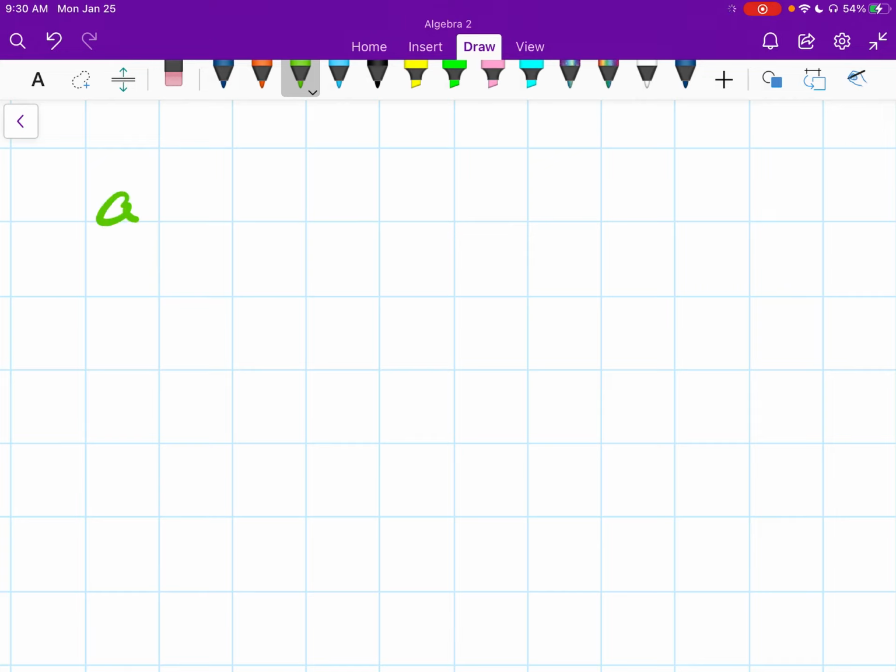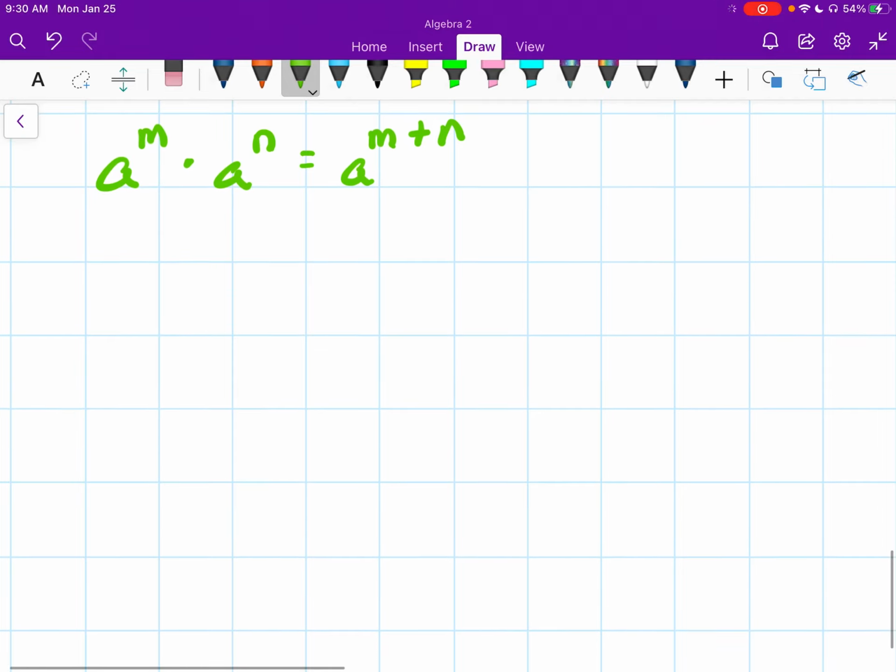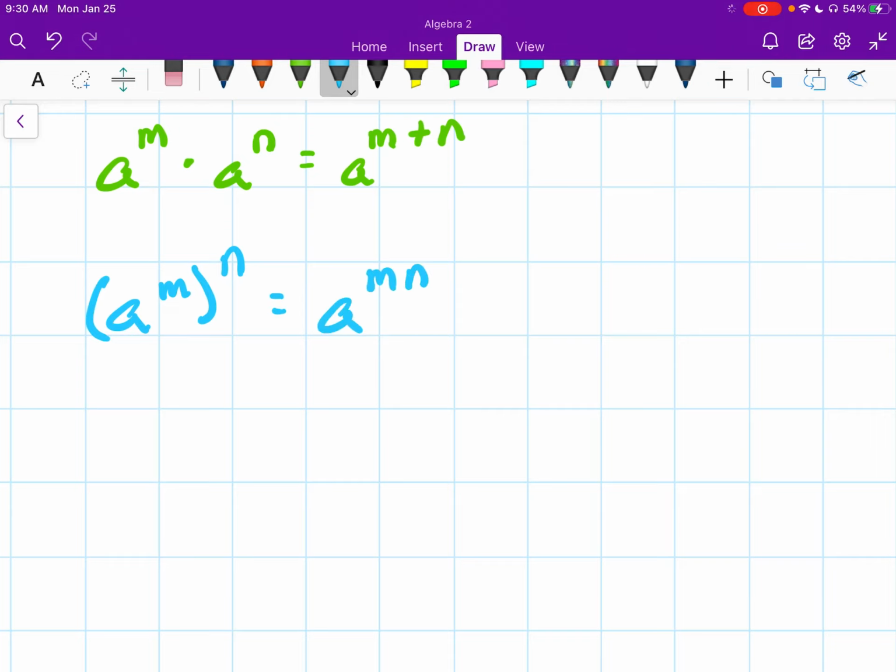So our first formula, idea, whatever we want to call it, we're going to say a to the m times a to the n is equal to a to the m plus n, right? That might be something that we've already gone over before. Then we're going to have a to the m to the n. Well, that's equal to a to the m n, where you multiply them. Next up, we'll have a times b to the m. That's a to the m, b to the m.